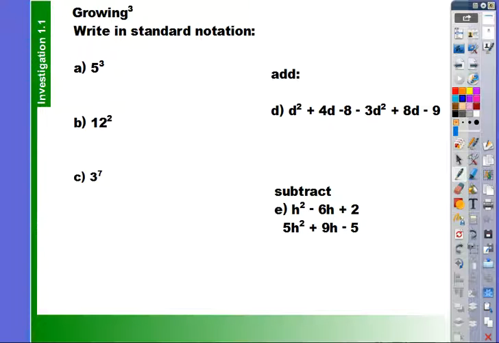So to find standard notation, it's basically drawing out the equation, so making it longer instead of condensing it, like expanding it. So when you have an exponent, you know it's 5 times itself however many times the exponent is. So you do 5 times 5 times 5. That's standard notation, and then it would equal 125.